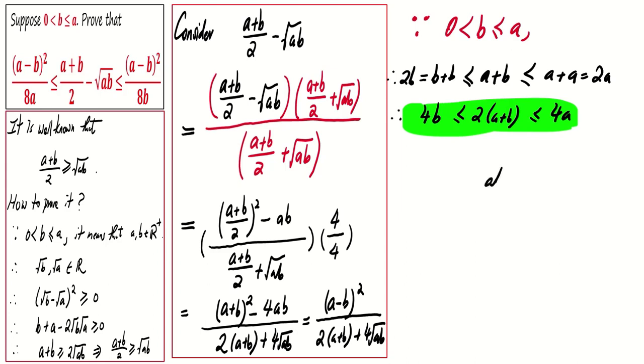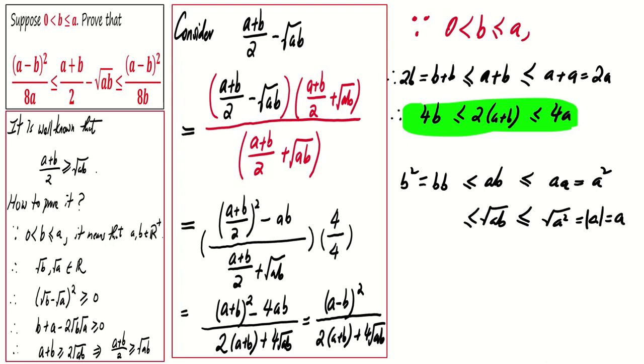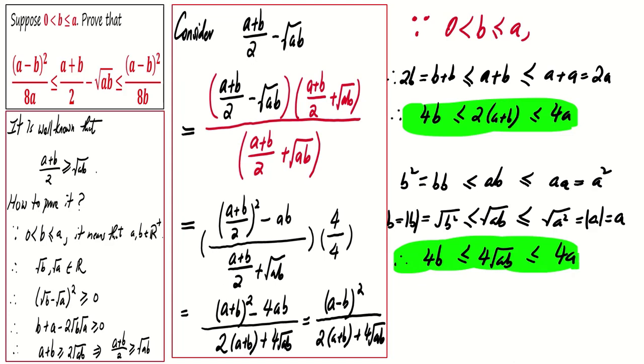Now consider ab. Again, since 0 < b ≤ a, ab is less than or equal to a times a and greater than or equal to b times b. So ab is in between b² and a². And so √(ab) is less than or equal to √(a²), which is equal to modulus a. And since a is positive, modulus a equals a. Likewise, √(ab) is greater than or equal to √(b²), which is equal to modulus b. And again, b is positive, so the square root of b² is b. And now we know that 4√(ab) is in between 4b and 4a. And this is the second inequality that we have.